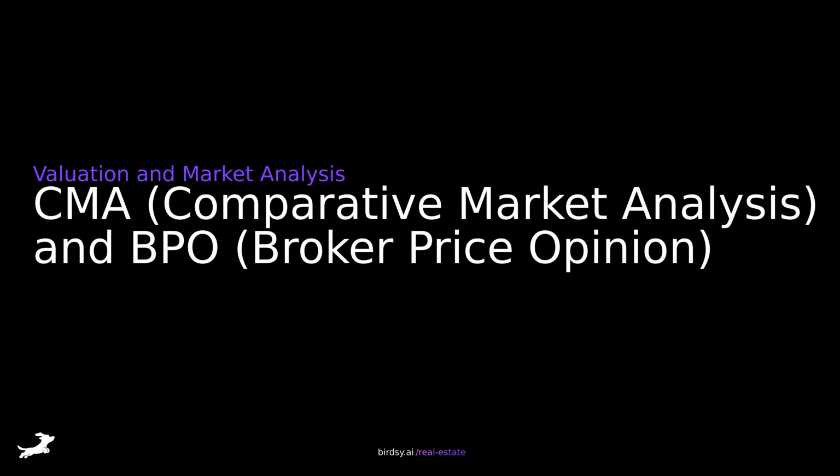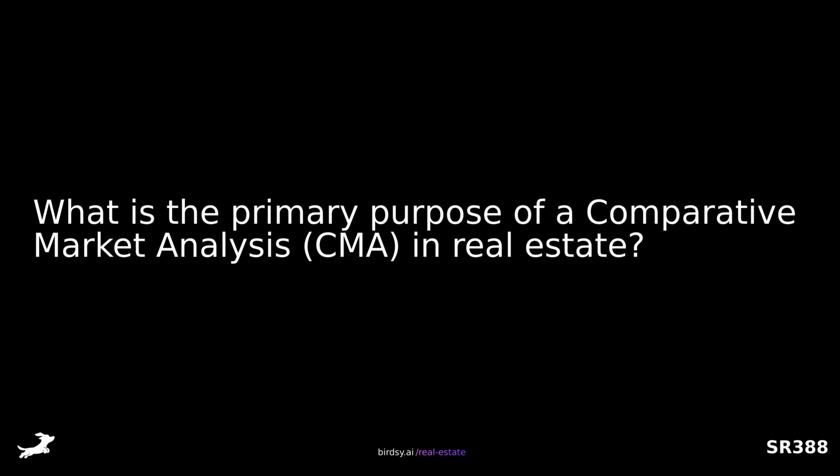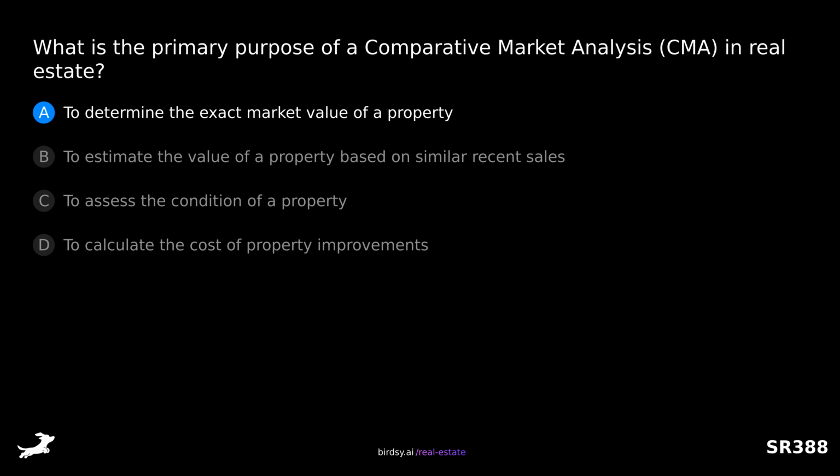CMA, Comparative Market Analysis, and BPO, Broker Price Opinion. What is the primary purpose of a comparative market analysis in real estate? Is it A, to determine the exact market value of a property? B, to estimate the value of a property based on similar recent sales? C, to assess the condition of a property? Or D, to calculate the cost of property improvements? The answer is B, to estimate the value of a property based on similar recent sales.